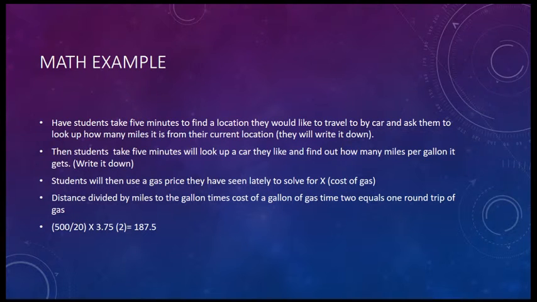And then they would have to provide you with this equation. The 500 divided by 20 times 3.75 times 2 equals 187.5. This is relatable because this is actually a way that they would use this math concept in real life. So it draws them in by showing them that this actually is relevant to your life.